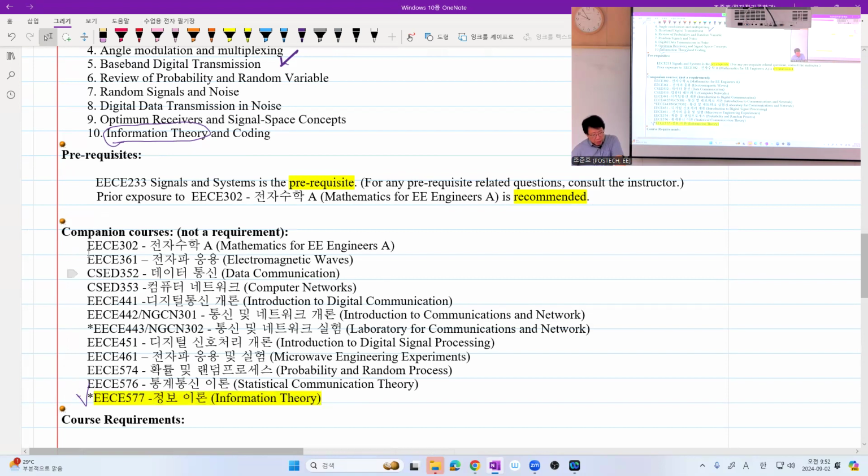By the way, these are companion courses all related with information and communication. So we have, okay, it's 302, okay, 전자수학 A is 302. And we have electromagnetic wave, data communication, and computer networks offered by Computer Science and Engineering Department. We have digital communication. Not all of them are offered this semester. Most of them are offered in the spring semester. We have Introduction to Communications and Network, of course, will be offered next semester. We have lab course. Unfortunately, the slot is full. We have digital signal processing, microwave engineering, and other courses.